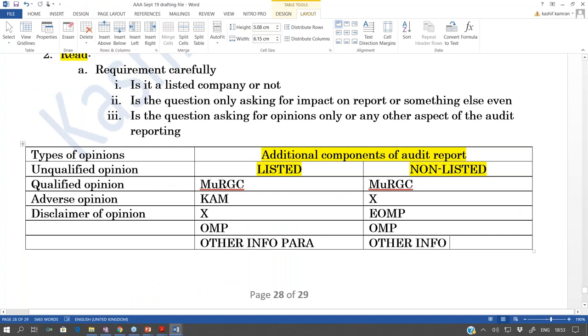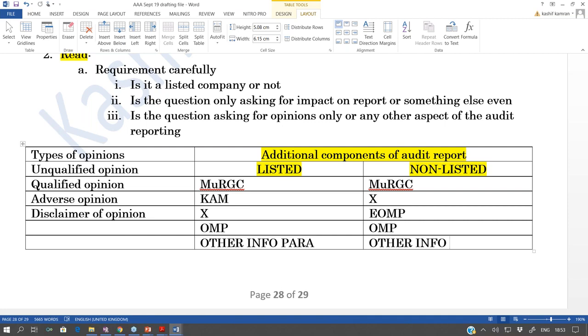The types of opinion, 4. And then when we come to the additional components, I bifurcated the report into 2 parts. Did I bifurcate the report for the types of opinion? No, because that's something standard. But did I bifurcate the report for additional components?